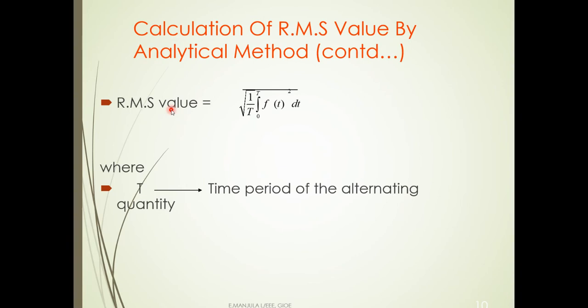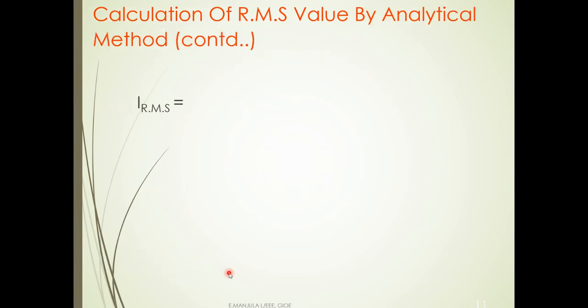So the RMS value, finding the RMS value by the analytical method, is equal to the square root of 1 by T, where T is the time period, integral from 0 to T of f of t square dt, where capital T is the time period of an alternating quantity and f of t is the function value.